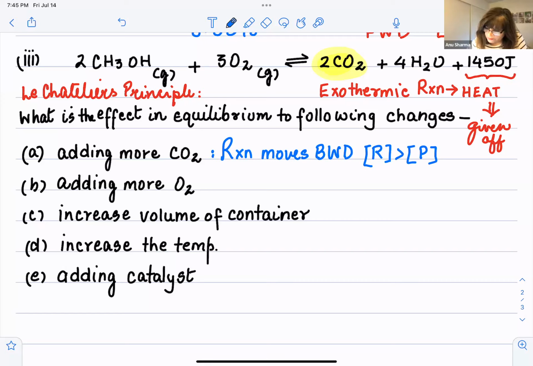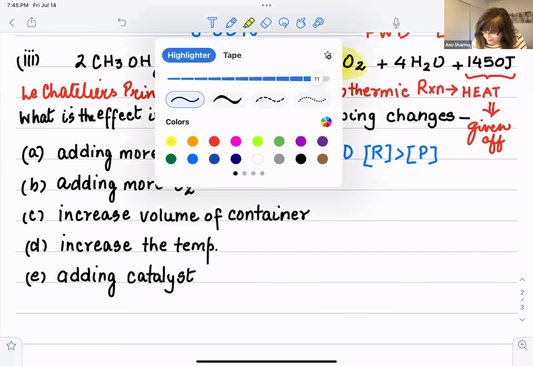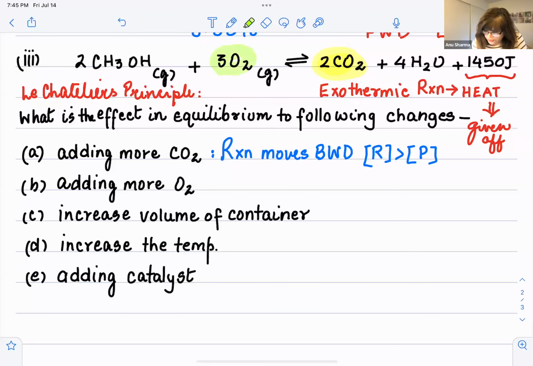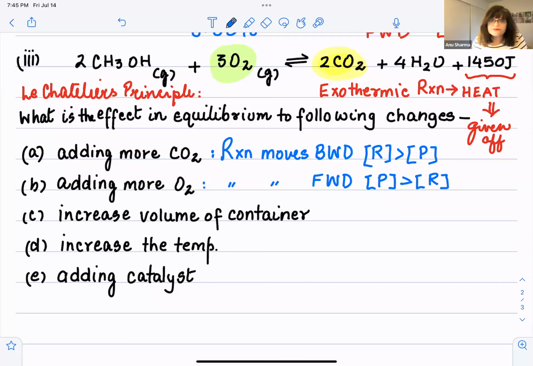Next, if you add more of the oxygen, now you're bringing in more of the oxygen. So lots of oxygen will quickly react with methanol, and what are you going to get? The reaction is going to move forward. And in that case, the concentration of the products is going to increase. So the concentration of the products is more than the concentration of the reactants.